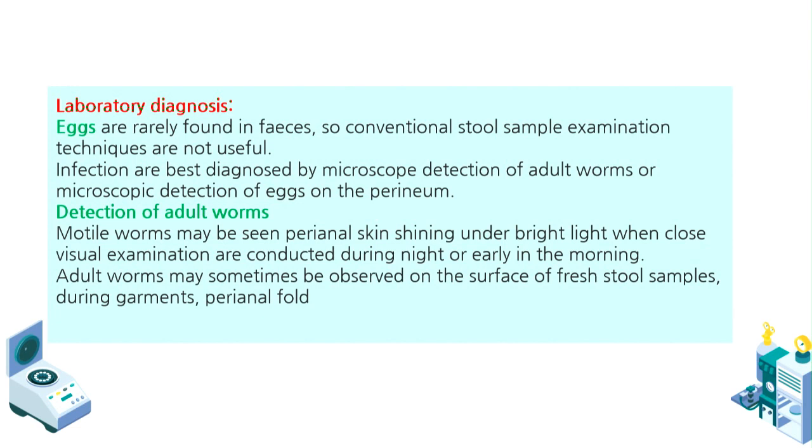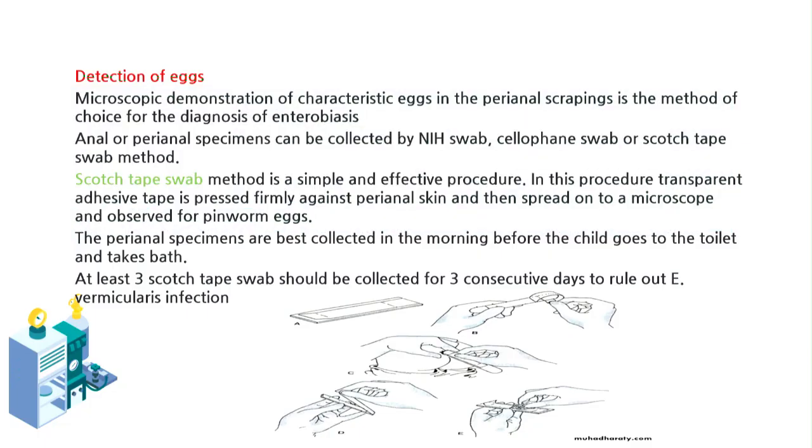So we are trying for detection of the adult worm. The motile worm may be seen on perineal skin, shining under a bright light on close visual examination conducted during the night or early in the morning. Adult worms may sometimes be observed on the surface of a fresh stool sample or in the perianal folds.